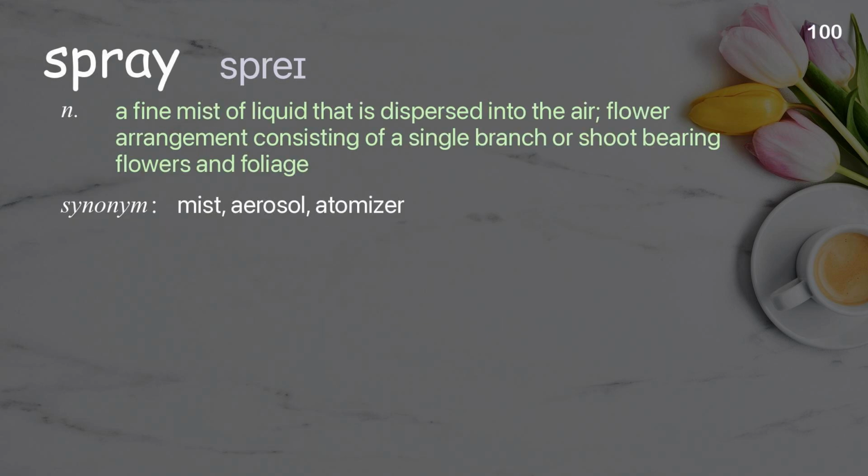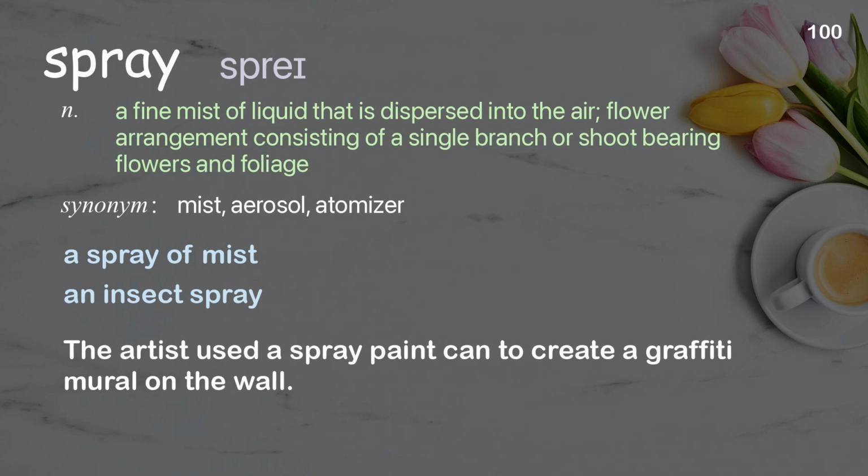Spray. A fine mist of liquid that is dispersed into the air. Flower arrangement consisting of a single branch or shoot bearing flowers and foliage. Examples: a spray of mist, an insect spray. The artist used a spray paint can to create a graffiti mural on the wall.